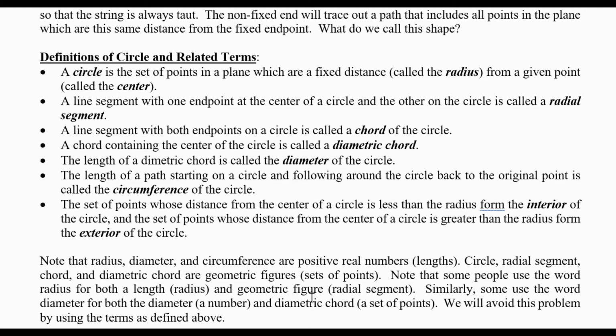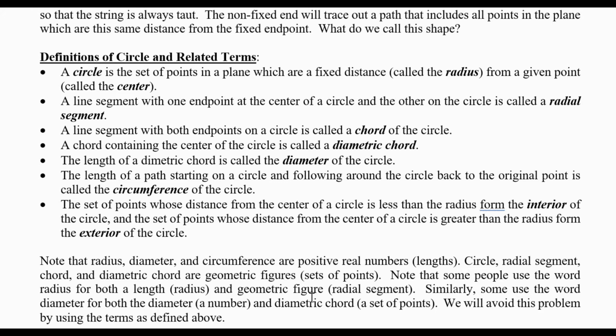The length of a path starting on a circle and following around the circle back to the original point is called the circumference of the circle, the distance all the way around it. And the set of points whose distance from the center of a circle is less than the radius form the interior of the circle, and the set of points whose distance from the center of a circle is greater than the radius form the exterior of the circle.